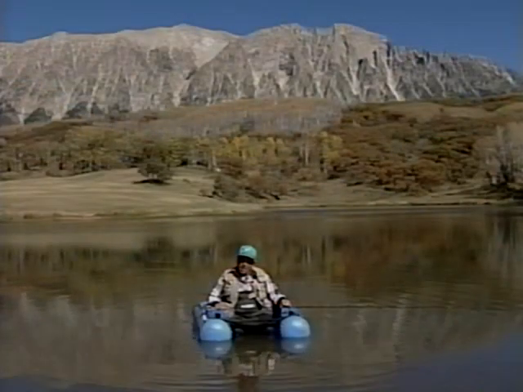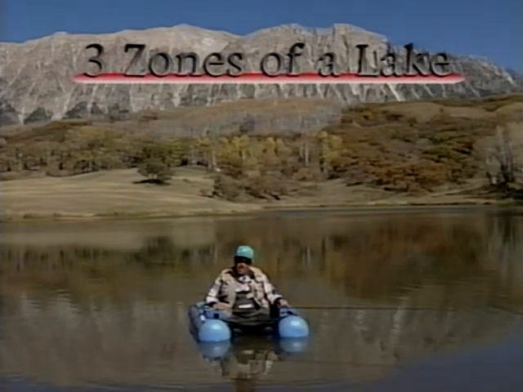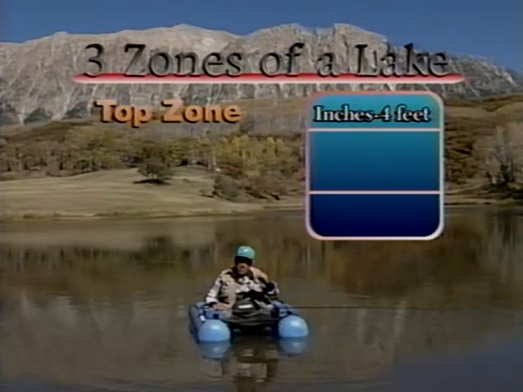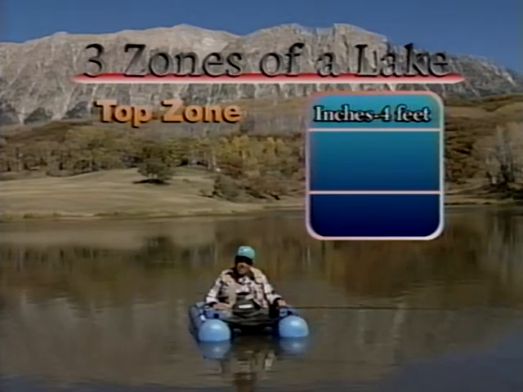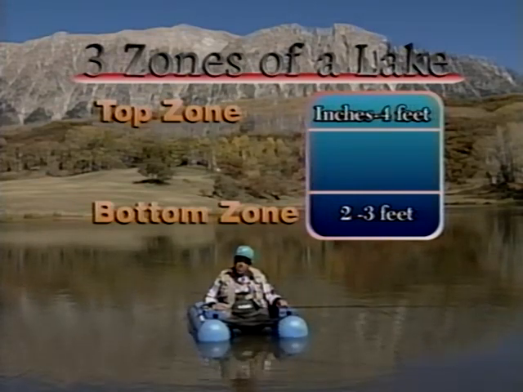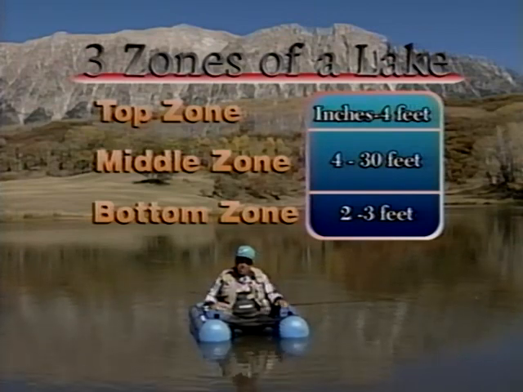Folks, when you fish lakes, I think probably one of the easiest things to do is to break the lake down into 3 different zones. And those zones should be the top zone that can extend maybe just a couple of inches all the way down to maybe 3 or 4 feet. You've got the bottom zone that for the most part is about 2 or 3 feet.